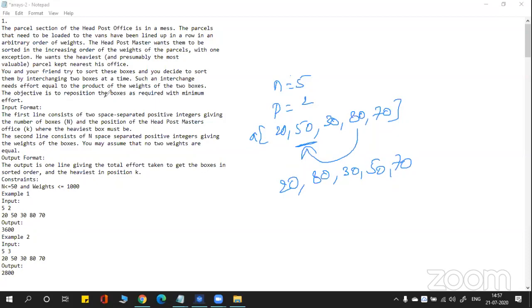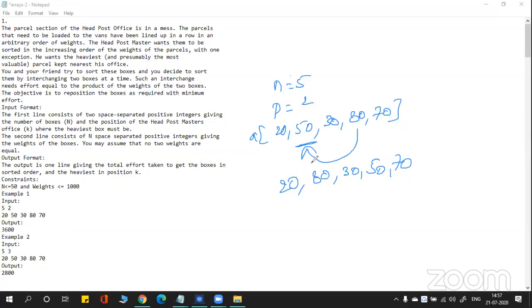And they gave one condition. So what is the condition? Whenever you are swapping, what is my output? My output should be minimum effort. The output is in one line, giving the total efforts taken to get the boxes in sorted order, and the heaviest in position K. Okay, so the heaviest in position K.